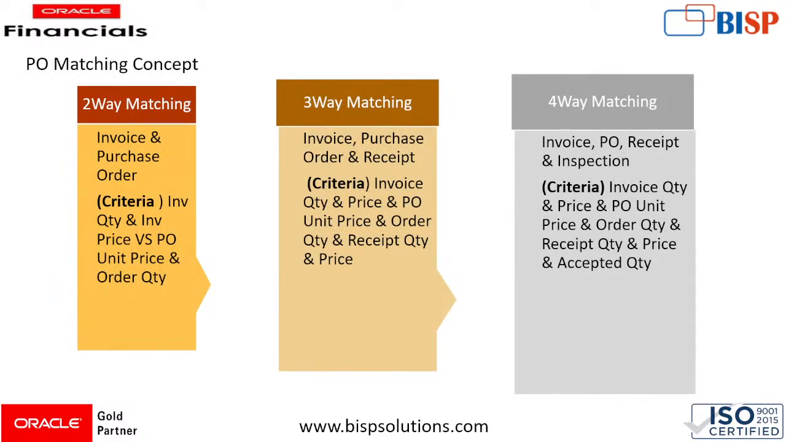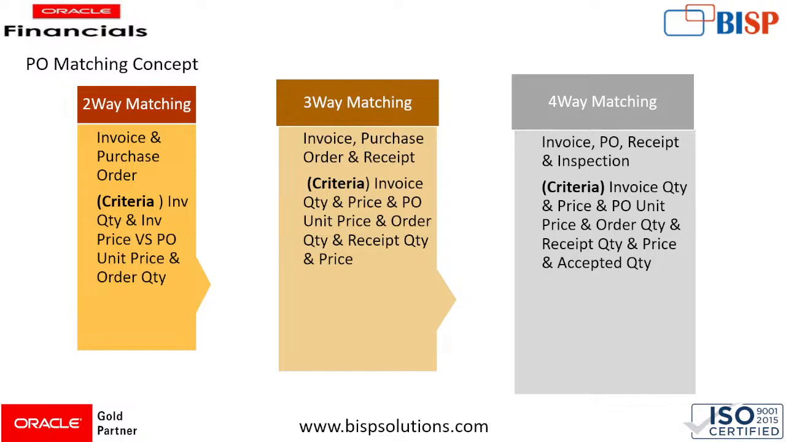In the PO matching concept, you got two-way matching, three-way matching, and four-way matching. The two-way matching means the invoice and purchase order, the two documents you have to match, in which the criteria is, in invoice we match quantity and invoice price versus PO unit price and order quantity. That is the two-way matching.